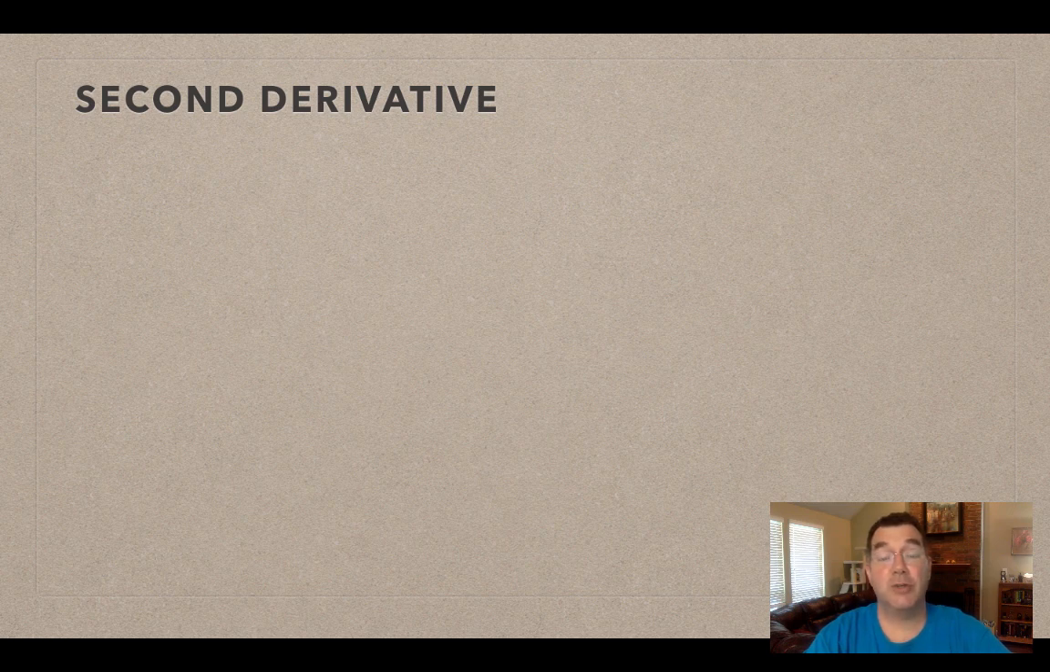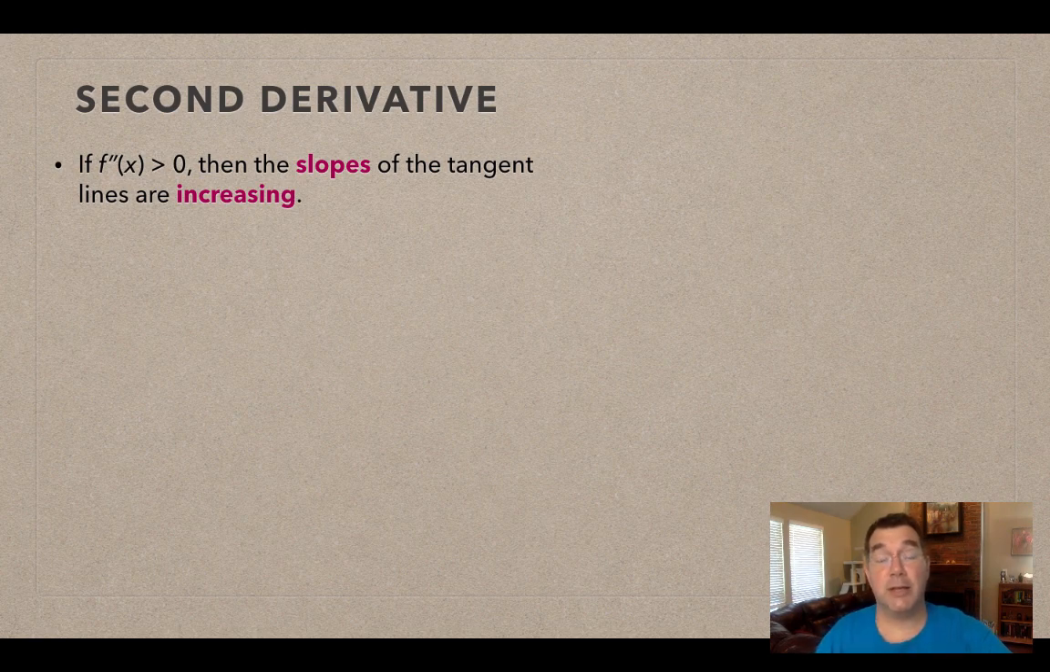and remember that is the derivative of the first derivative. So you take the derivative, that gives you the first derivative. You take the derivative again, that gives you the second derivative. So that's how you figure that out. And here's what it tells us. If you remember, the first derivative will tell you the slope of the tangent line. Well, the second derivative will tell you how those slopes are changing.